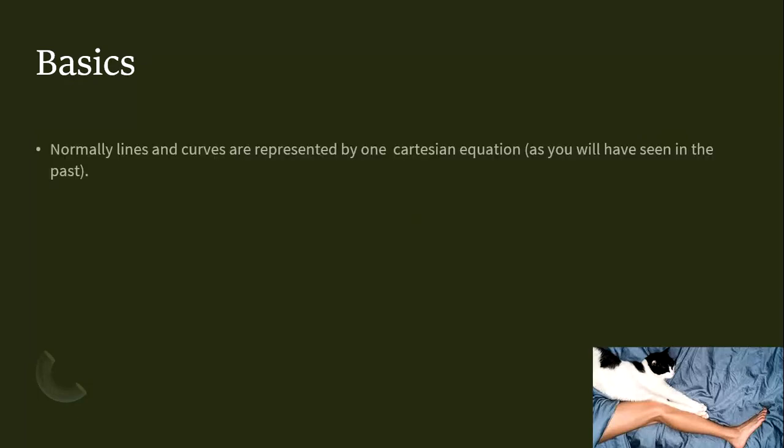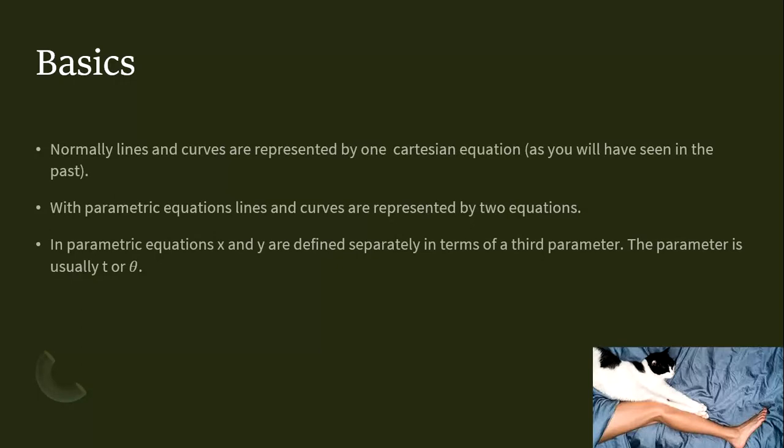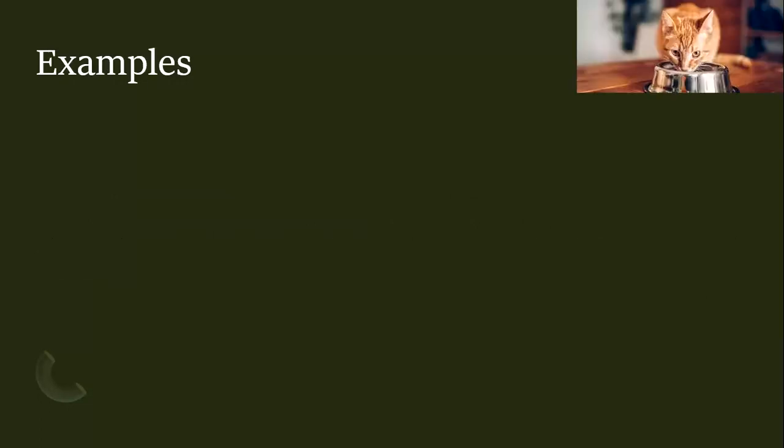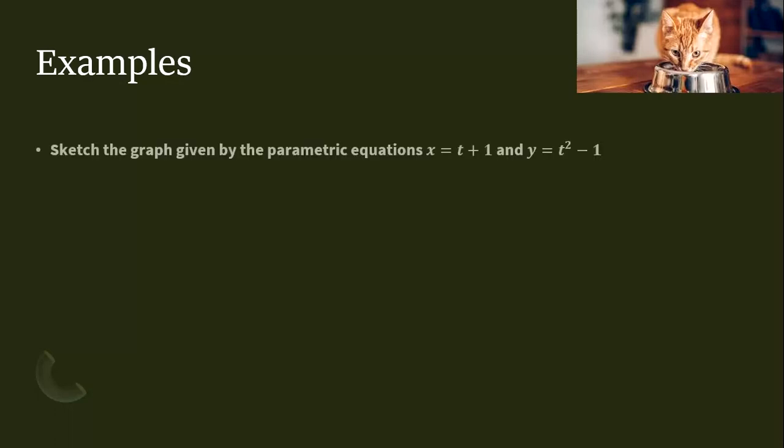Normally lines and curves are represented by one Cartesian equation, which is what you've seen in the past with the form y equals mx plus c. With parametric equations, lines and curves are represented by two equations. In parametric equations, x and y are each defined separately in terms of a third parameter. The parameter is usually t or theta. So we'll show you some examples and it'll hopefully start to make some more sense.